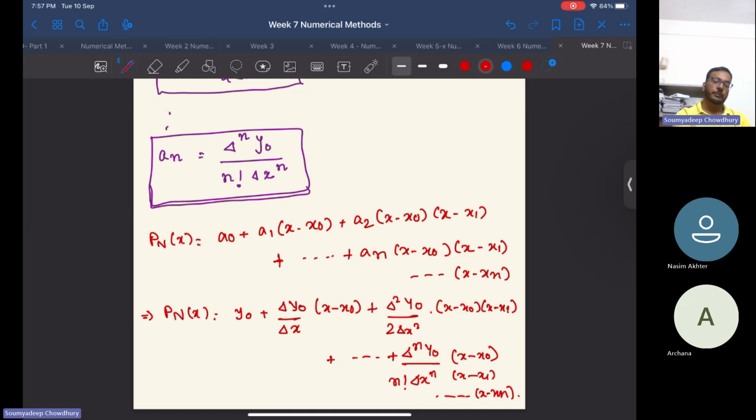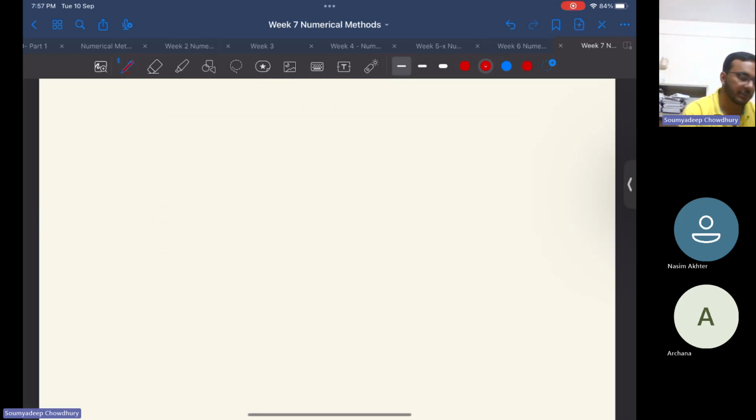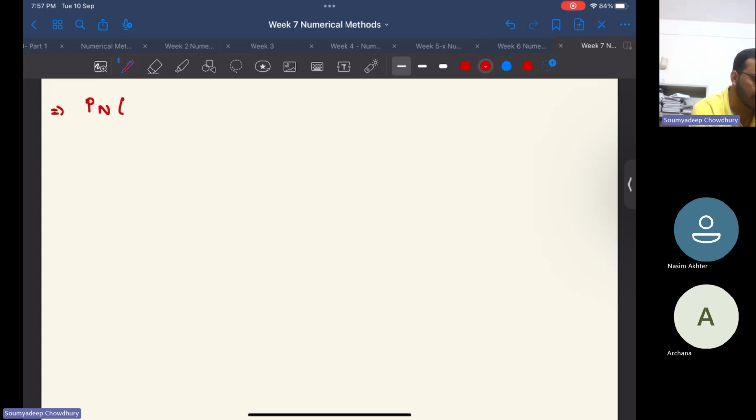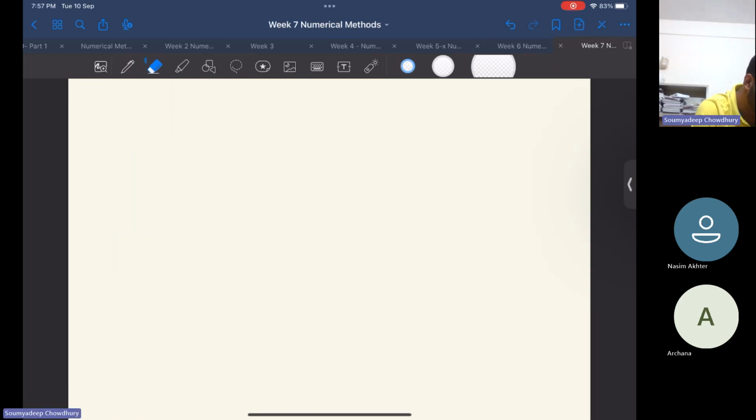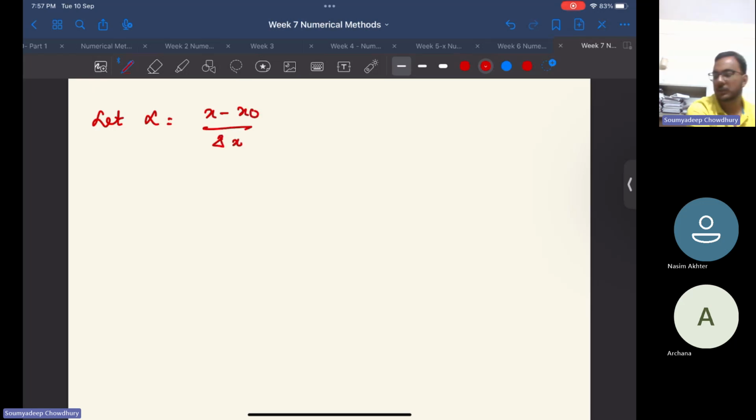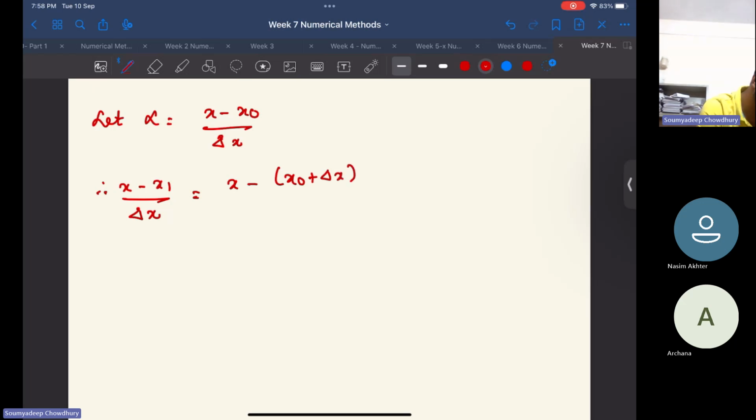As I told you previously, we want to do a variable transformation, that is, represent the polynomial not in terms of x but in terms of alpha, for ease of calculation. Alpha was x minus x naught by delta x. One more term we have here is x minus x1 by delta x. So let alpha equal x minus x naught by delta x. What will x minus x1 by delta x be in terms of alpha? What is x1? x naught plus delta x.